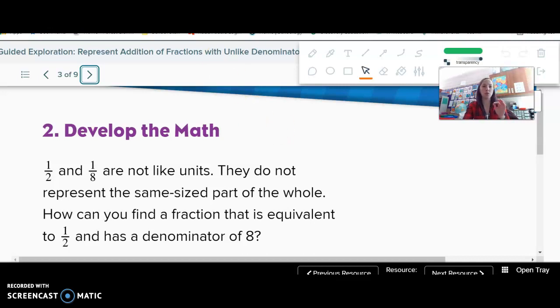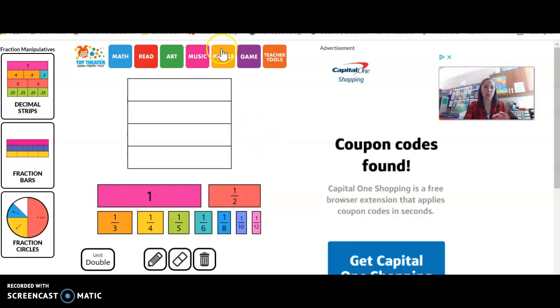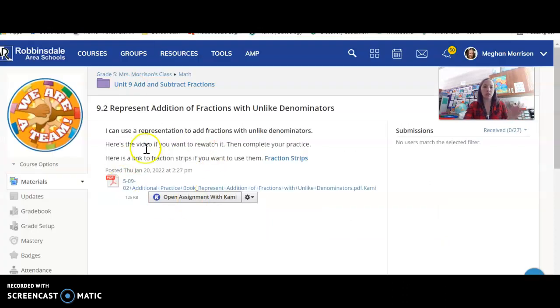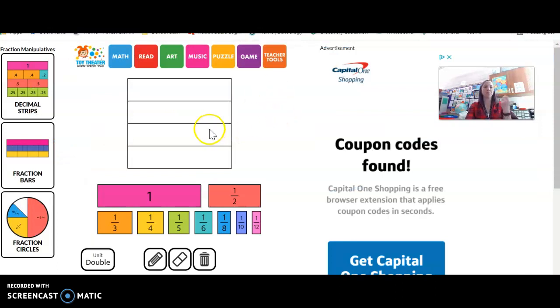So I'm going to switch over here to some fraction strips. Now, this is like your assignment. You'll also see this video there. Here's the link if you want to use these. Like I said, otherwise they have physical strips you can use, but the online one will work as well.